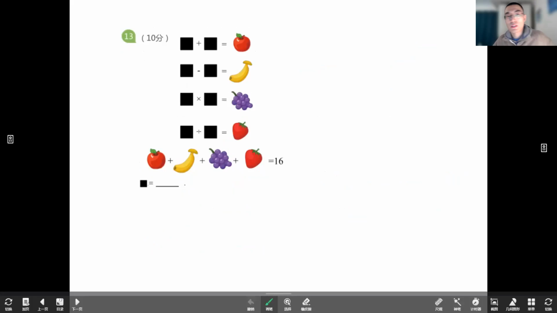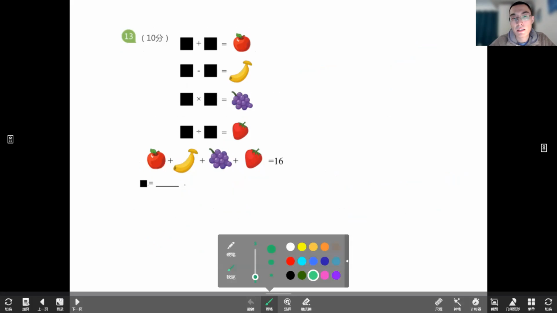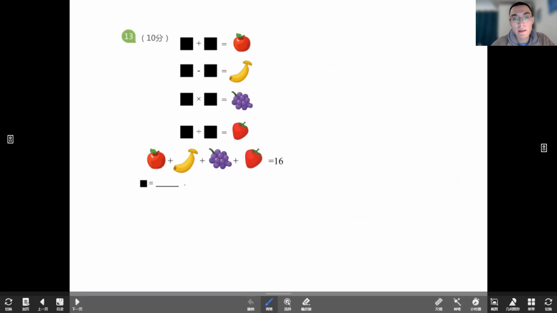So let's keep going to question number 13. This question is a bit hard. A black square plus a black square equals an apple. A black square minus a black square equals a banana. A black square times a black square equals a grape. And a black square divided by a black square equals a strawberry. So no matter what the black square is, 2 of the fruits have already been pinned down. We already know the exact values, which are the banana and the strawberry.